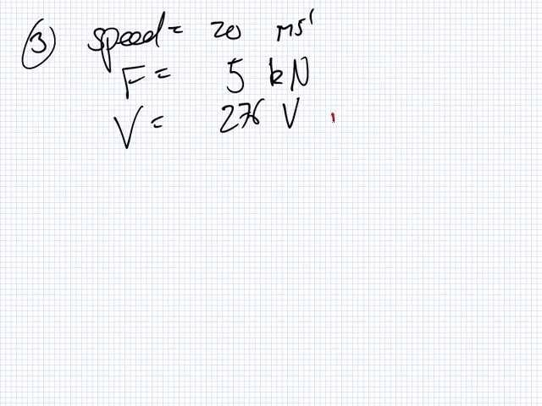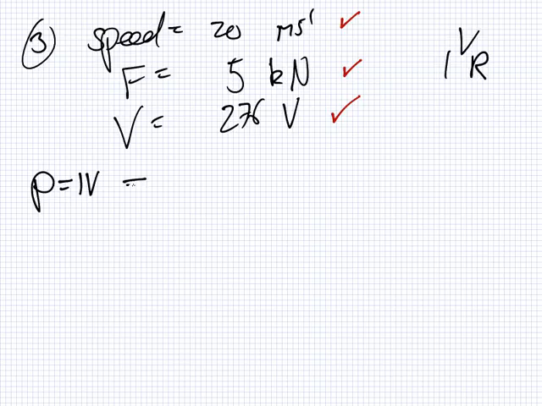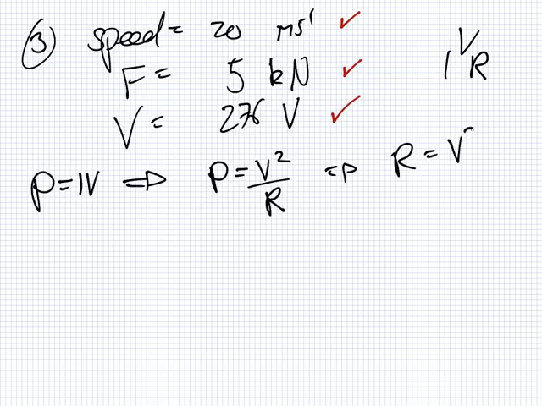So, we know voltage, we know force, and we know speed. I think we'll go with power to start with. So, P equals IV. But I want resistance. I don't really want the I in there, because I know the V. I'm happy with the V. So what can I replace the I with if I have my triangle? V over R. Yeah, so P equals V squared over R. So that means R equals V squared over P.